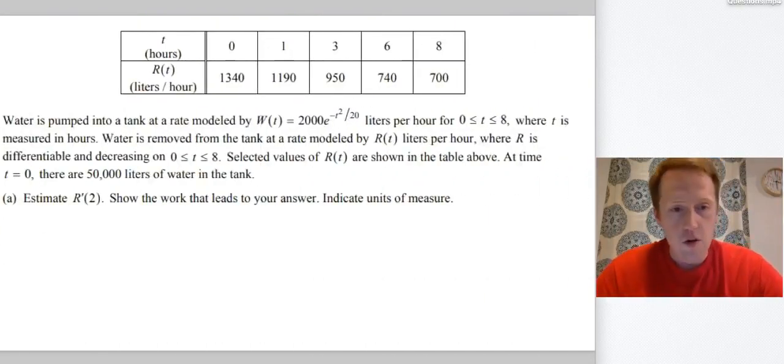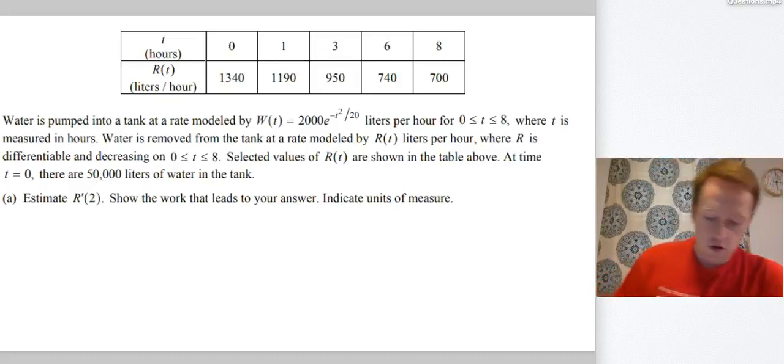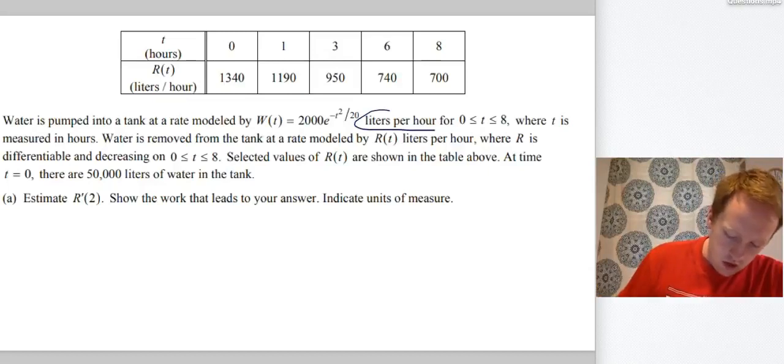All right, so water is pumped into a tank at a rate modeled by W of t equals 2000 e to the negative t squared over 20 liters per hour, where t is measured in hours. So those are important things to note. We've got some units, liters per hour. t is measured in hours.